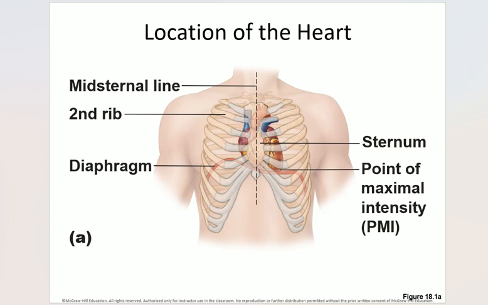The PMI, the point of maximal intensity. We're not talking about mortgages with PMI in anatomy. We're talking about the point of maximal intensity. So this is when, for example, a doctor has a patient lean forward, brings that heart right up to the ribs, and you can hear a really good strong beat. You can hear the valves a lot better, especially the mitral valve. So we'll talk about that. And that's your point of maximal intensity, where you can hear the heartbeat the strongest.